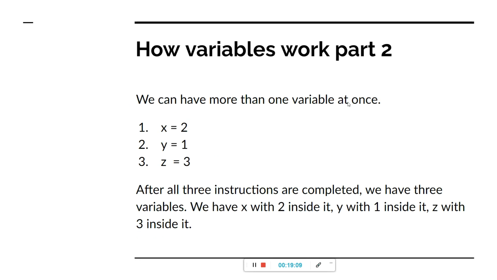We can have more than one variable at once. So x equals 2, y equals 1, z equals 3. So these are all variables. These are all different variables. So there's one variable named x, one variable named y, one variable named z.